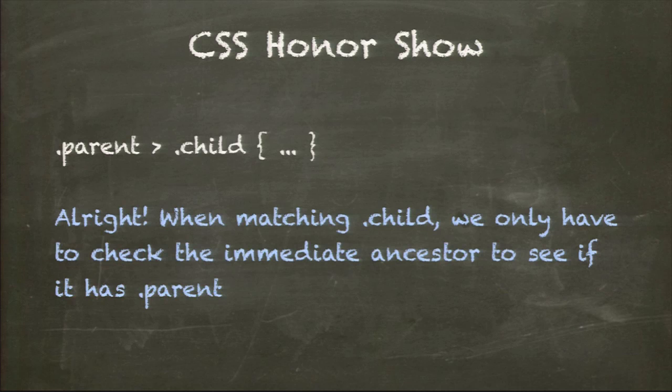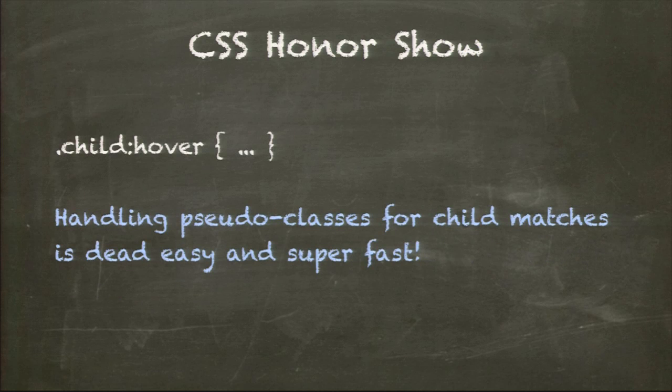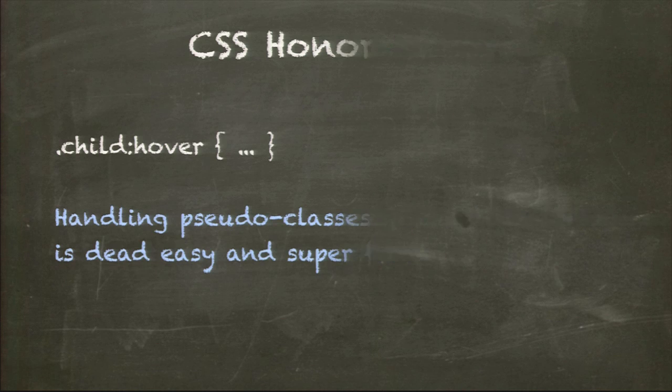Now this is the honor parade or the honor show. This is the way that you would want to do it if you can. So this is a child whose immediate ancestor has a style class of parent. Okay, this is easy for us to do. Even if we had to do it 10,000 times, we're only checking the parent. This is very fast. We could do that. That's not a problem. Putting the pseudo classes directly on the node itself, dead easy, super fast. I mean, you can't beat it.